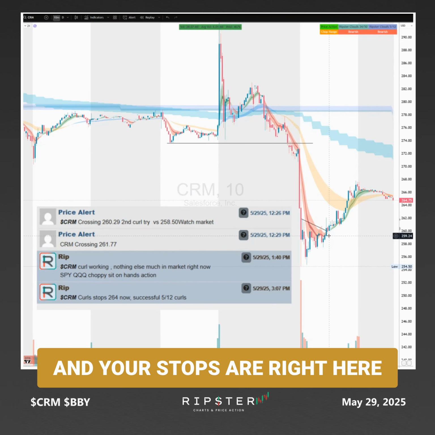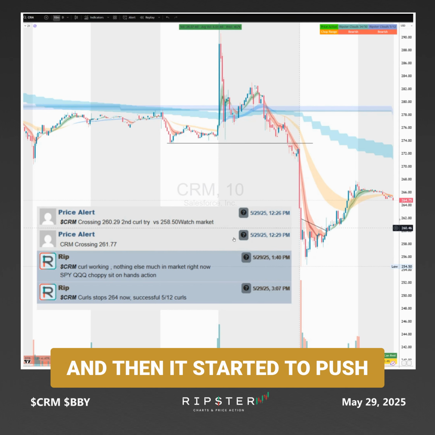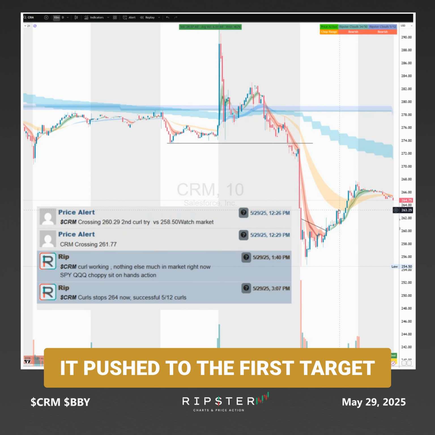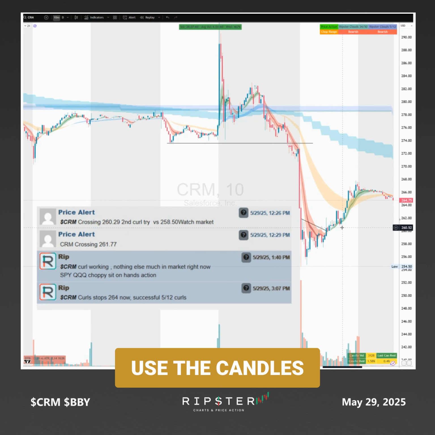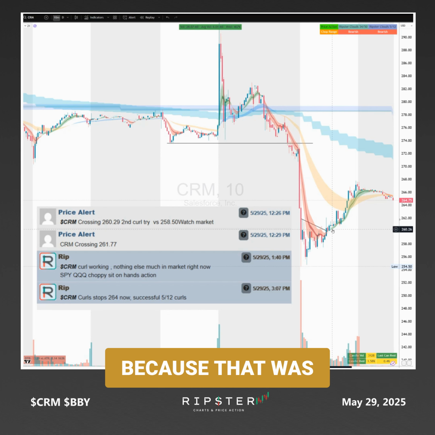You long here, and your stops are right here, maybe a couple dollar stop. You just take a position here, and then it started to push. I told the traders to move the stops up. From the 260 entry, it pushed to the first target of 264.50. It did not break down. Use the candles, don't just use the clouds. Also use the candle levels. You can use this stop here because that was the next candle low.